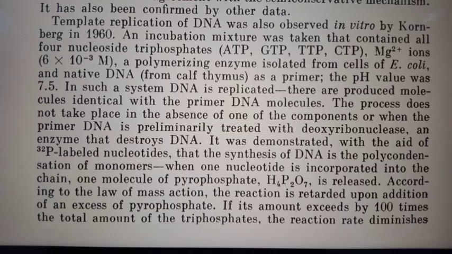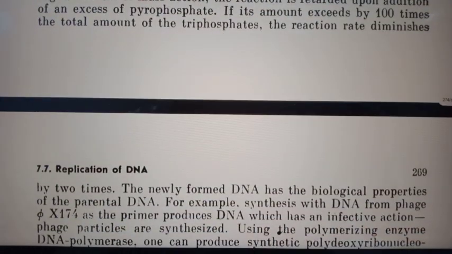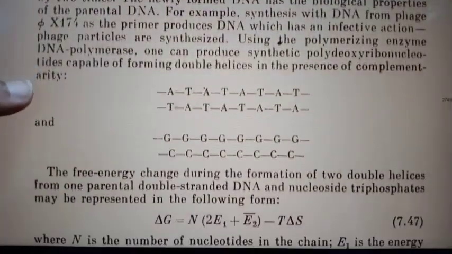When one nucleotide is incorporated into the chain, one molecule of pyrophosphate, H4P2O7, is released. According to the law of mass action, the reaction is retarded upon addition of an excess of pyrophosphate. If its amount exceeds by 100 times the total amount of the triphosphate, the reaction rate diminishes by 2 times.